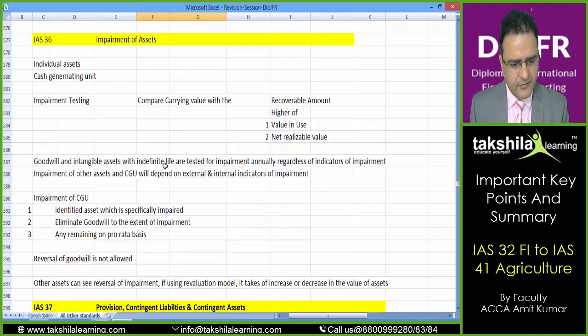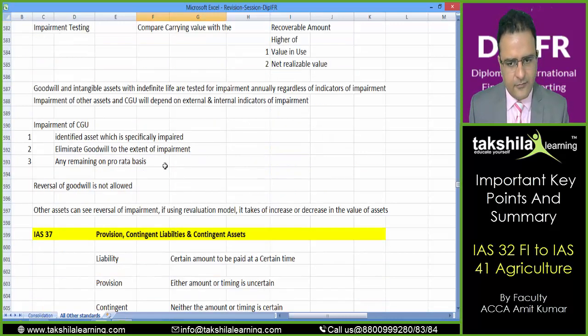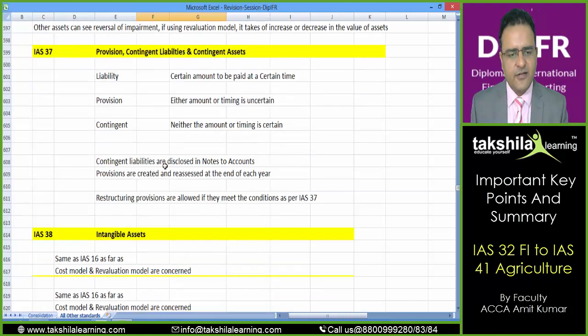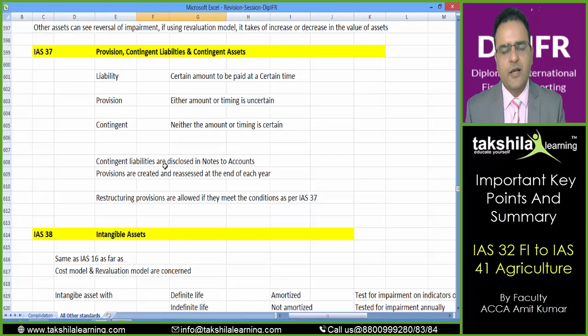The next standard is IAS 37. Now, IAS 37 is a standard dealing with provisions, contingent liabilities, and contingent assets. Now, what is a provision? A provision is a liability with an uncertain timing or an uncertain amount.